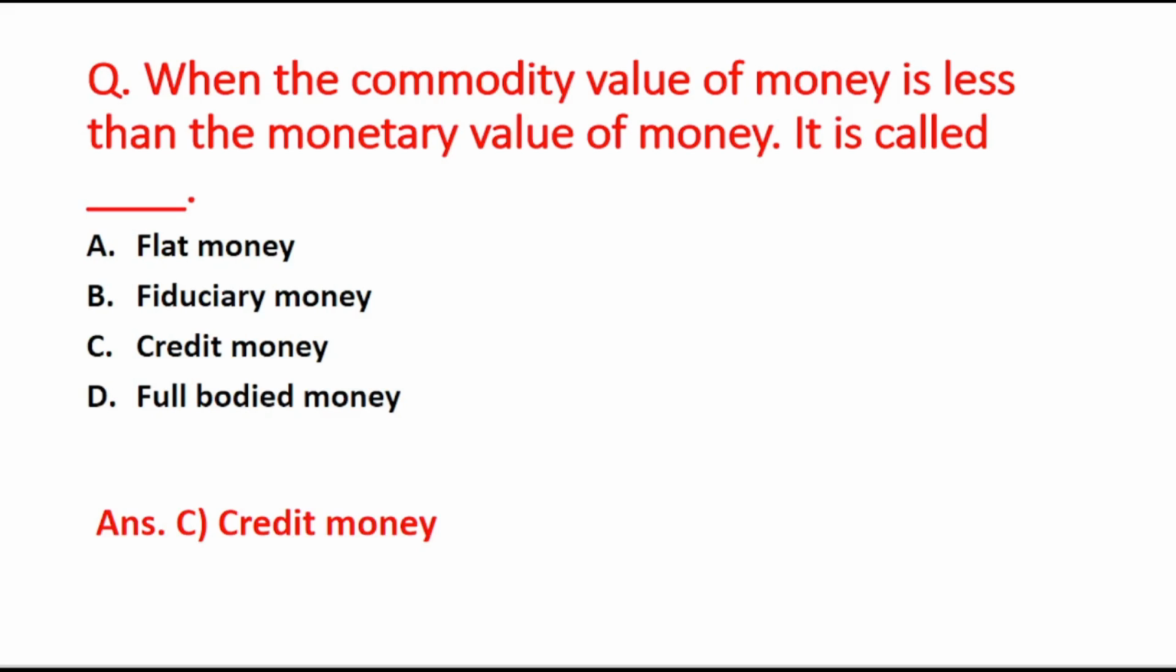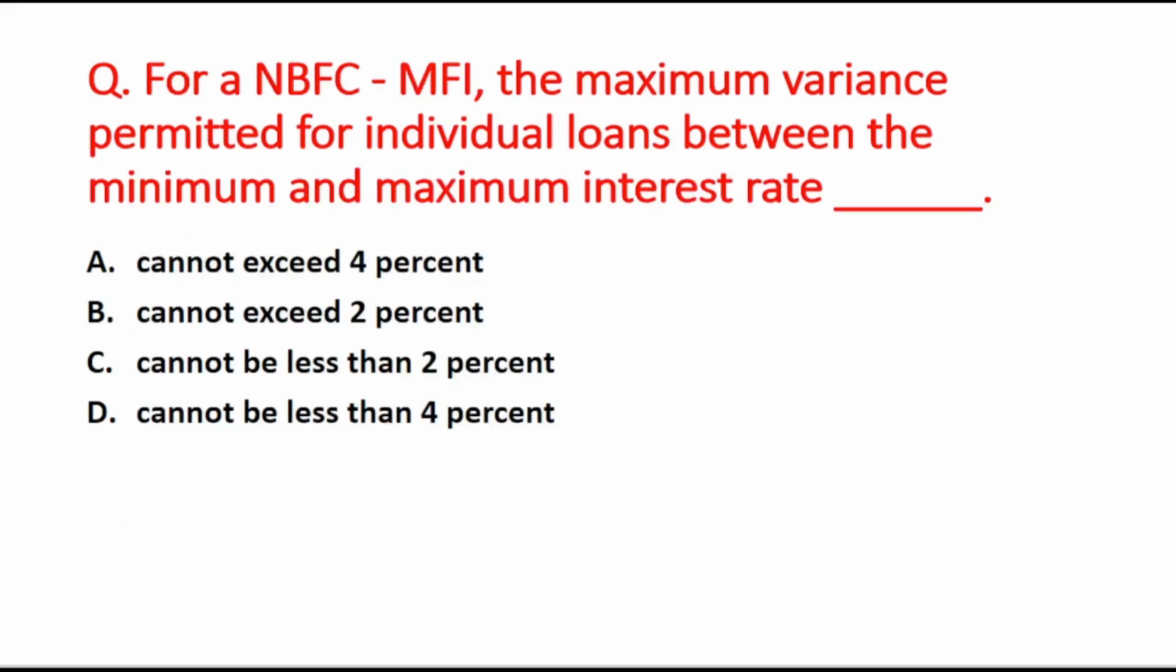Next question is, for an NBFC MFI, the maximum variance permitted for individual loans between the minimum and maximum interest rate blank. Your A option is cannot exceed 4%, B option is cannot exceed 2%, your C option is cannot be less than 2%, and the last option is cannot be less than 4%. So the right answer is option A, that is cannot exceed 4%.